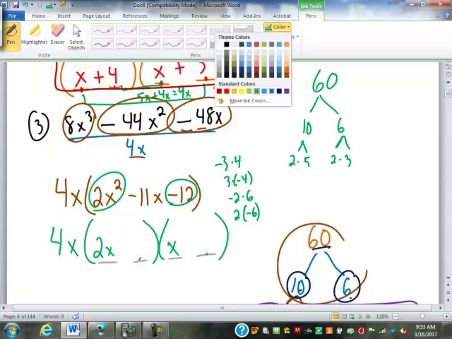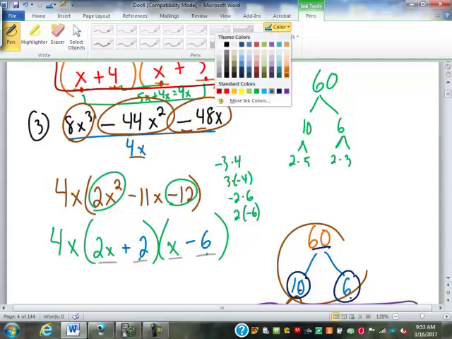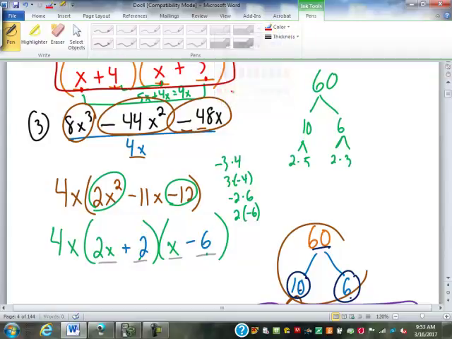So let's pick one of them. Which one do you want to try? 2 and negative 6. Okay, so we're going to put 2 here, negative 6 there. Let's test it. On the outside, 2x times negative 6 is negative 12x. On the inside, 2 times x is a positive 2x. That adds up to a negative 10x. Not quite what we want. Really close, but not quite.